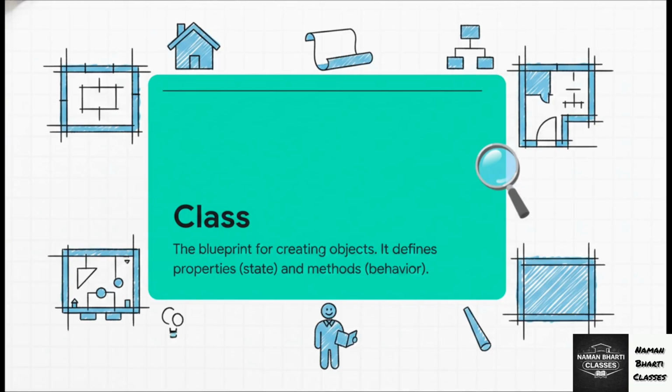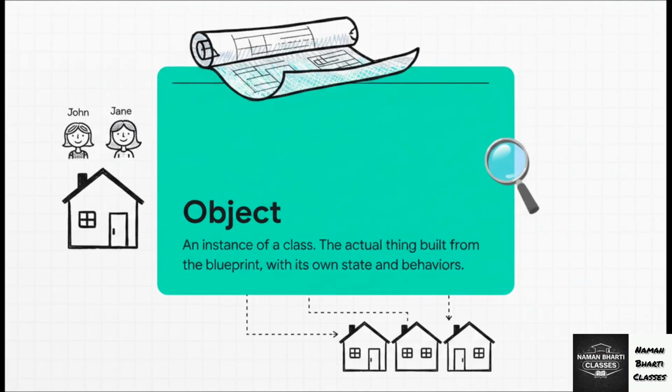In the world of code, you might have a student class. That class would define properties like name and methods or actions like calculate grade. It sets the rules for what every single student you create is going to look like and what it can do. So if the class is the blueprint, then an object, well, that's the actual house you build from it.